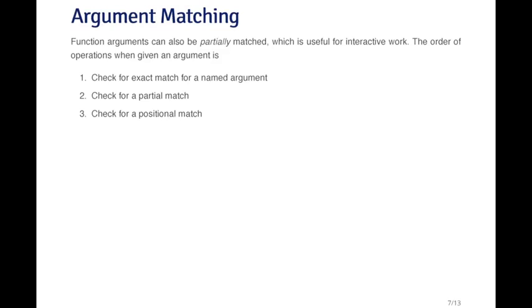So the order of operations that R uses is, first it'll check for an exact match. So if you name an argument, it'll check to see if there's an argument that exactly matches that name. If there's no exact match, it'll look for a partial match. And then if that doesn't work, it'll look for a positional match.